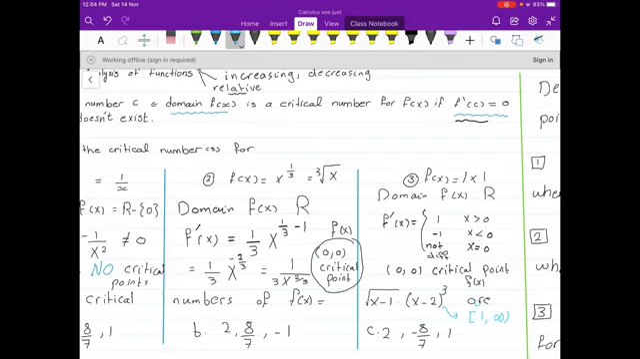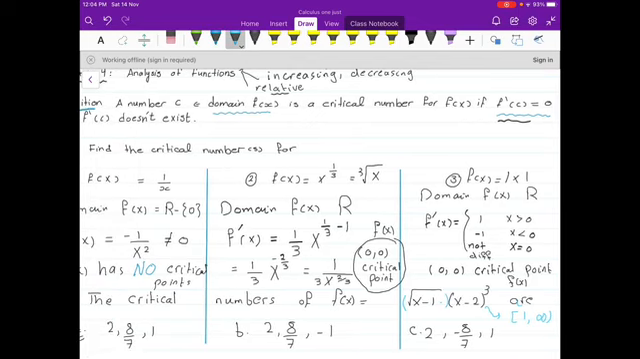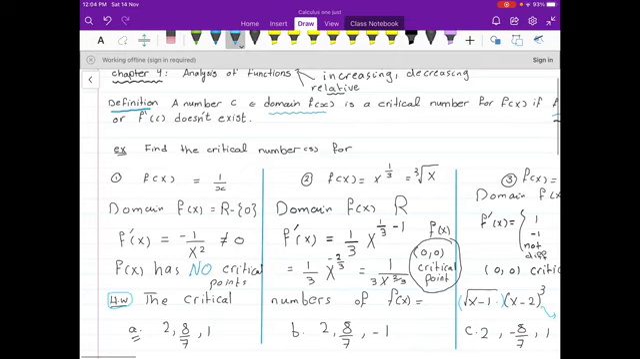To find the critical numbers for this function, you must differentiate. You have a product of two functions. Try to differentiate and find the critical number. I think the answer will be A. Okay. So until now we have defined what we mean by a critical point or a critical number.